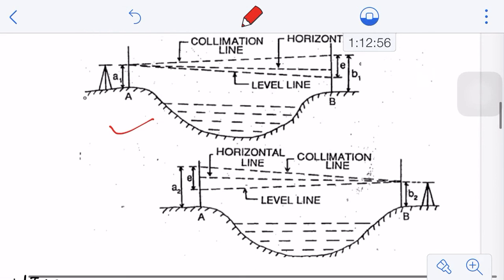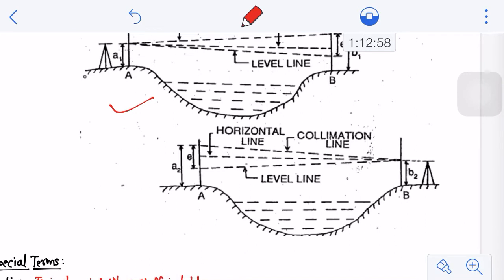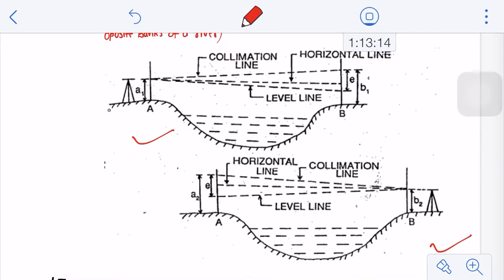Then in the second case, you will put your instrument on the opposite side, at point B. You will determine the height of instrument at B, and take the reading on the staff at point A. Then the difference in elevation will be computed by a simple relationship, by taking the average: A1 minus B1 plus A2 minus B2, divided by 2.